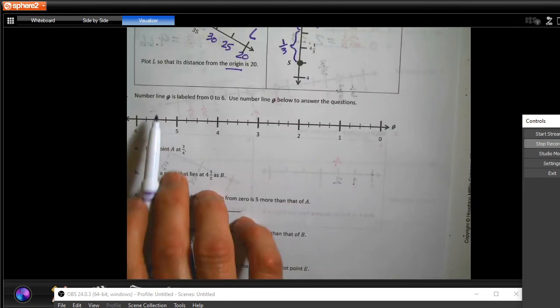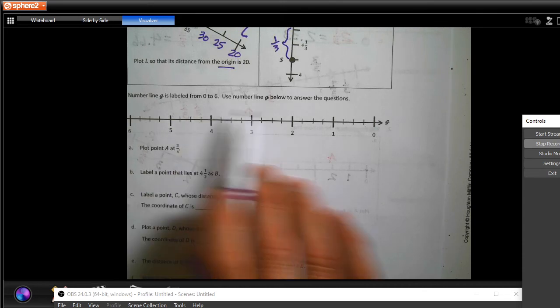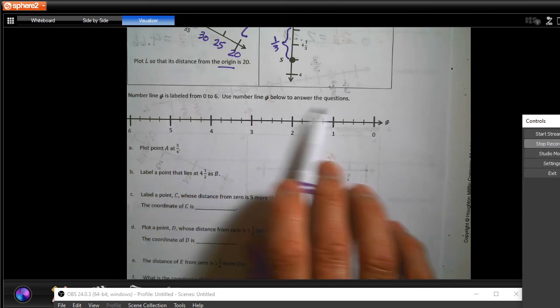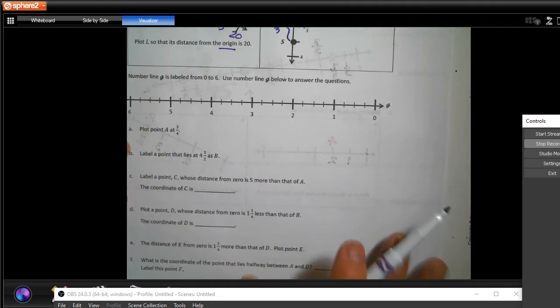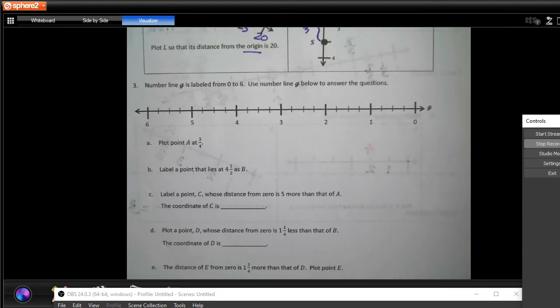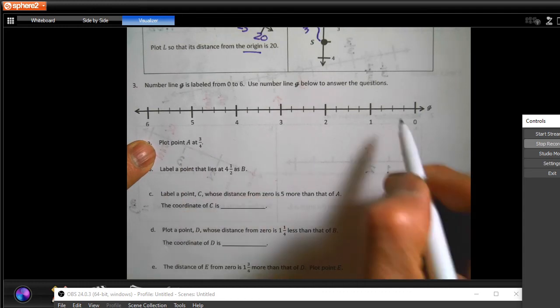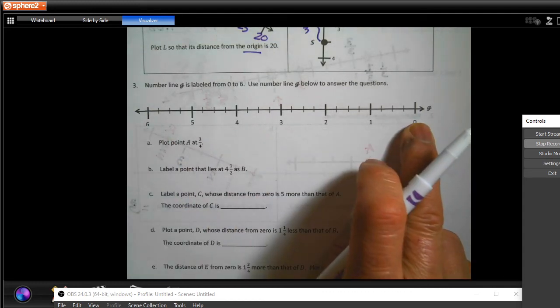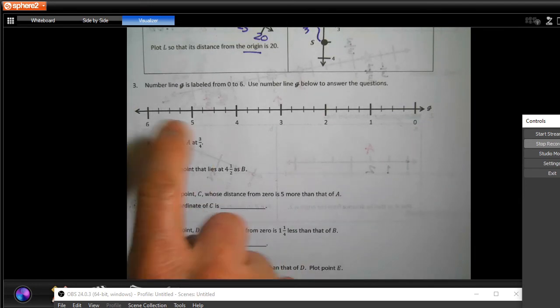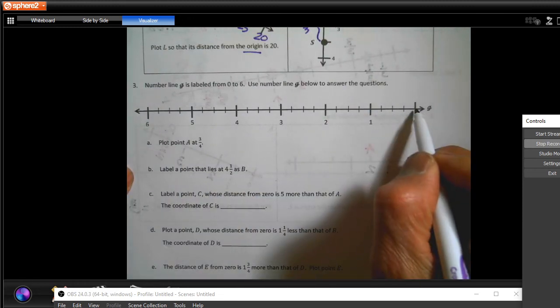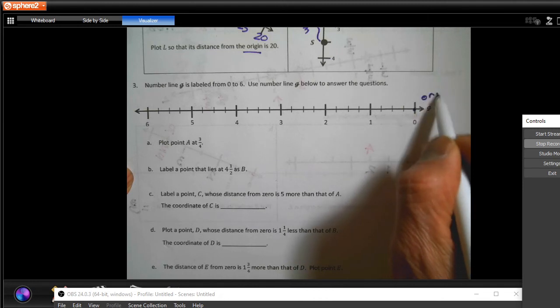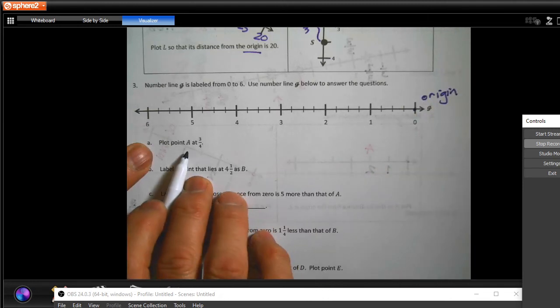It says the number line G is labeled from 0 to 6. Use the number line G below to answer the questions. Plot point A at 3/4. Okay. Let me bring this down a little more, because it looks a little far. So plot A at 3/4. Notice again that the number line is decreasing. It's not always increasing. This one is decreasing. So now, if this is decreasing, here is the origin.